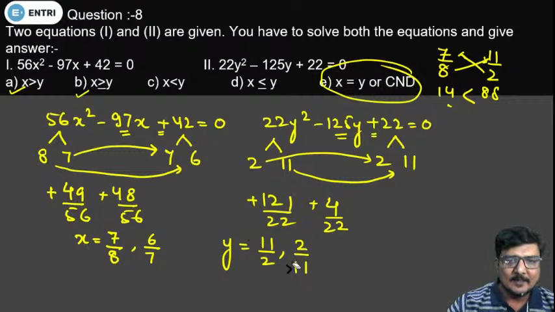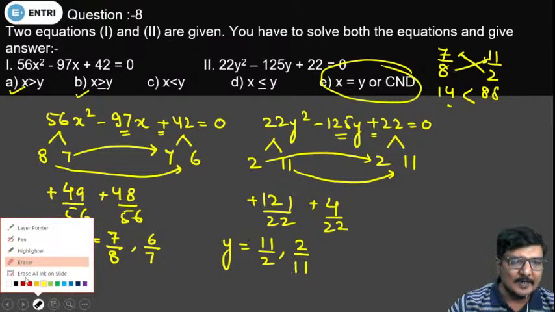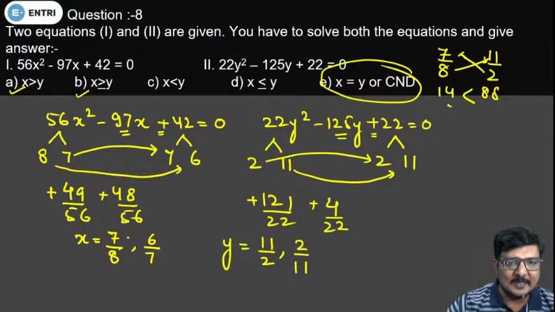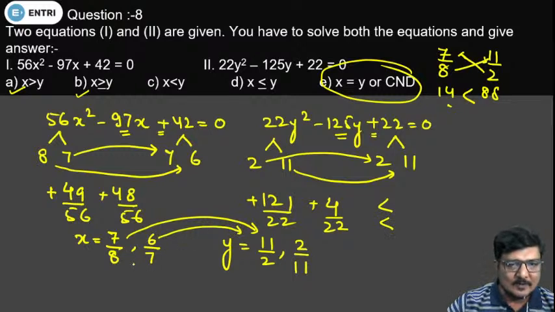Now let us see. The factors are like this. So what we are going to do? We are going to compare now 7 by 8 and 11 by 2. So 7 by 8 is less than, and 6 by 7 and 11 by 2. 6 by 7 is also less than. Okay. Now 7 by 8 and 2 by 11.